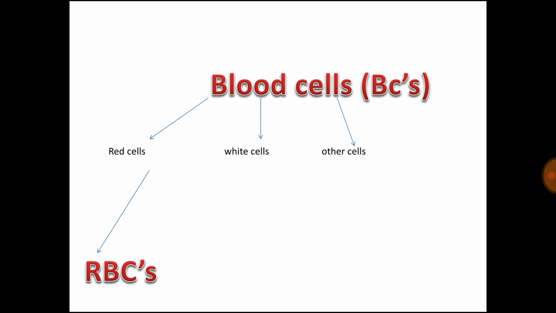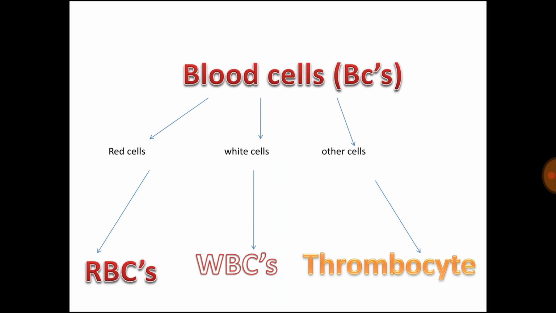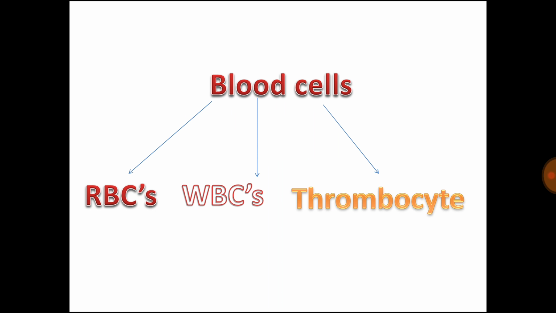Red cells are also known as RBC or red blood cells. White cells are also known as WBC or white blood cells, and the other cells are also known as thrombocytes. The other name of RBC is erythrocyte, WBC is also known as leukocyte, and the thrombocyte is also known as platelet.